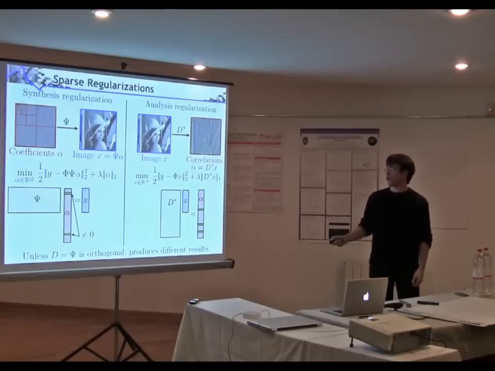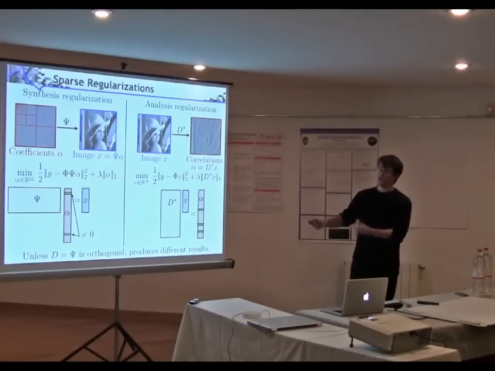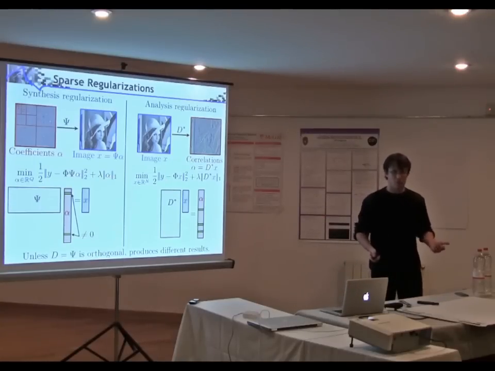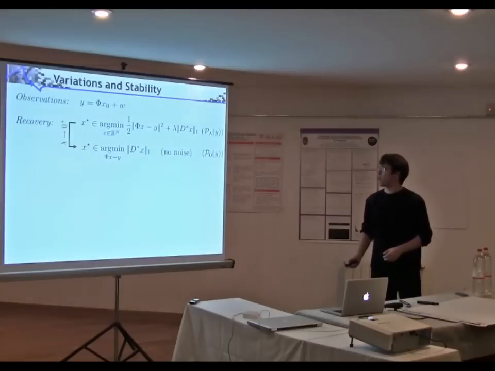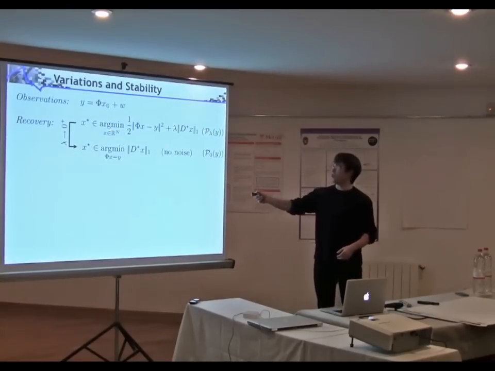Okay, so unless your dictionary T is equal to the Psi dictionary and they are both orthogonal, then of course these two are giving very different solutions. And of course in the TD case, it's very far from being an orthogonal dictionary. Okay, so to recap, I will consider this general minimization here.